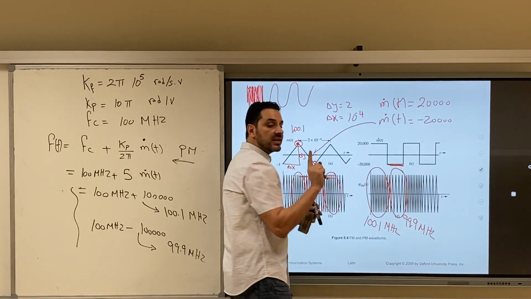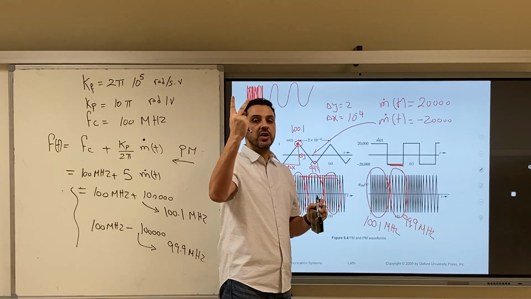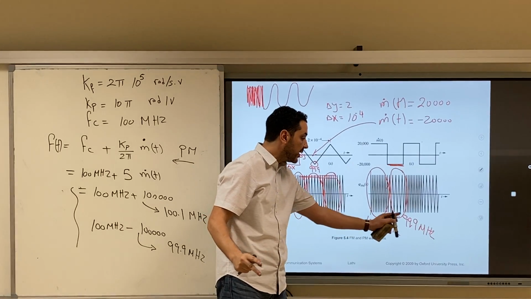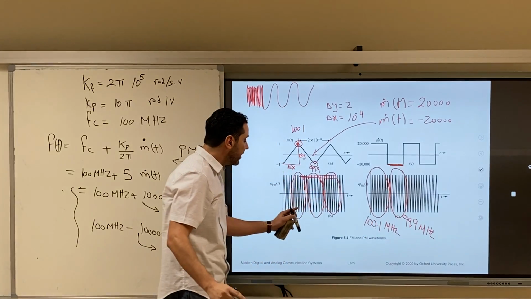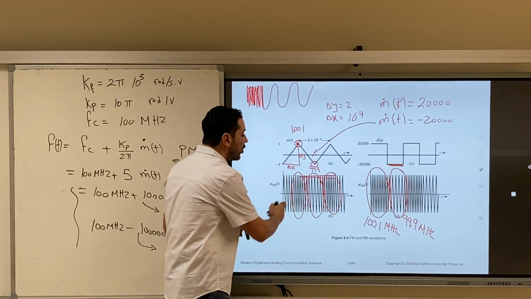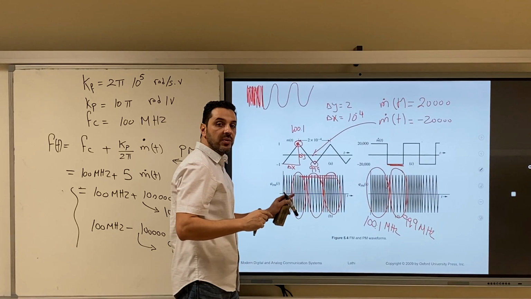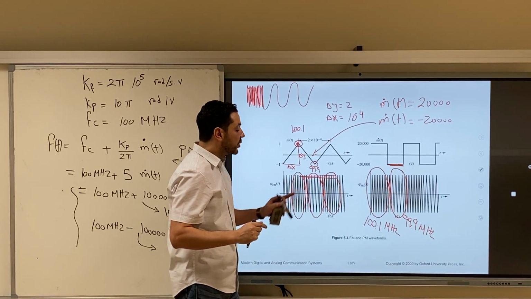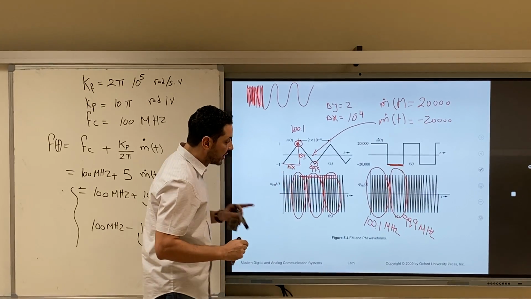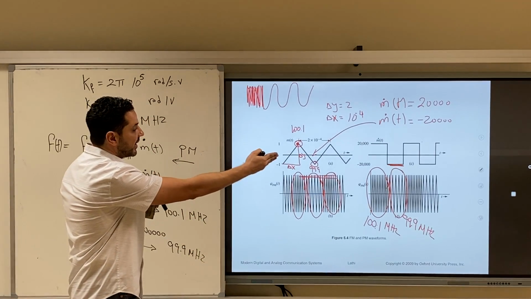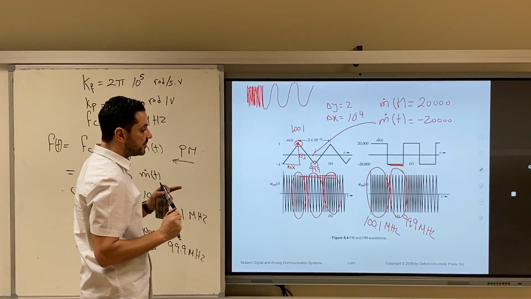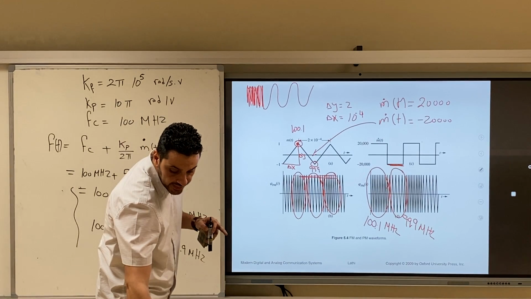It's fixed here at 100.1, and then suddenly it changes to 99.9, suddenly it changes to 100.1. So the frequency here doesn't change gradually. Actually, it takes only two values, either 100.1 or 99.9. While in FM, it was changing gradually, taking all the values between 100.1 and 99.9. All the values will appear here. So this is the difference between PM and FM in this example. Let's look at another example.